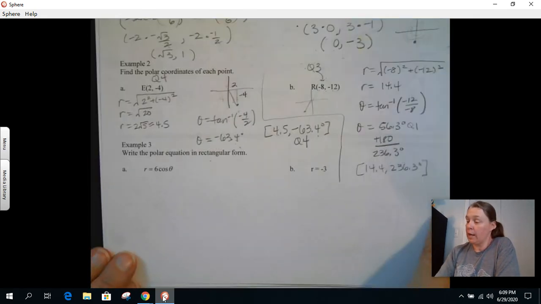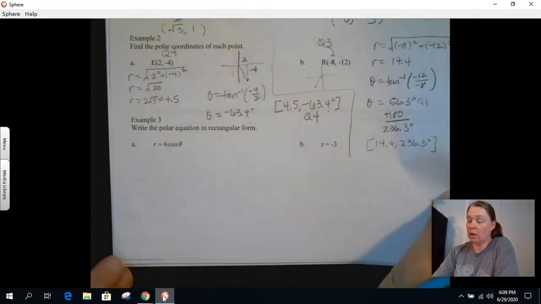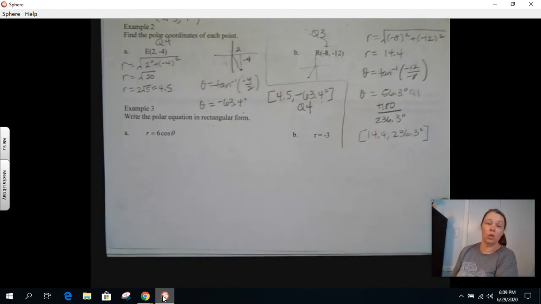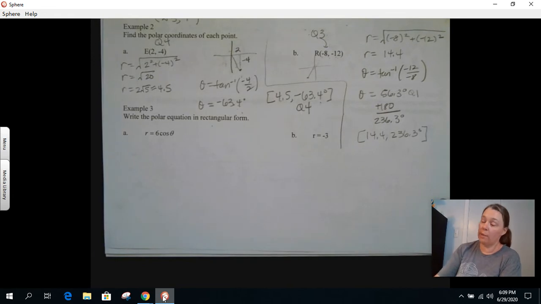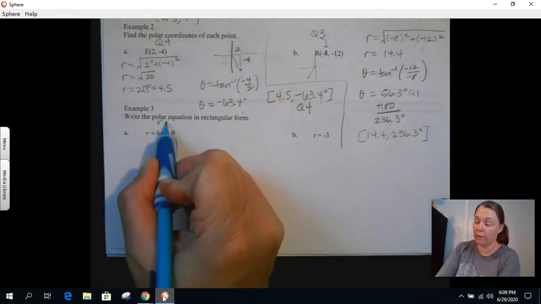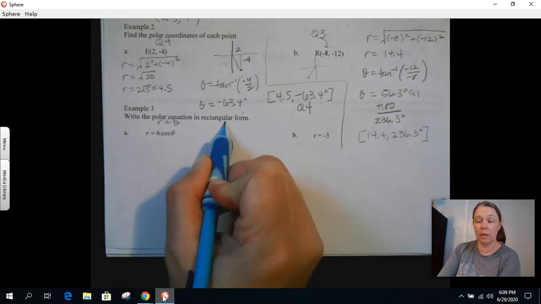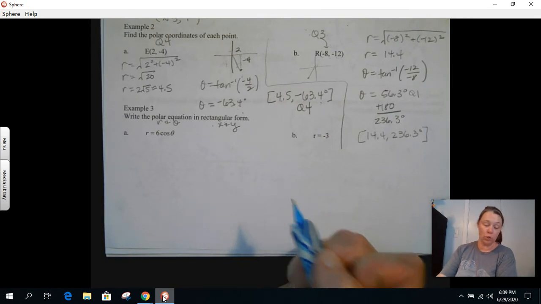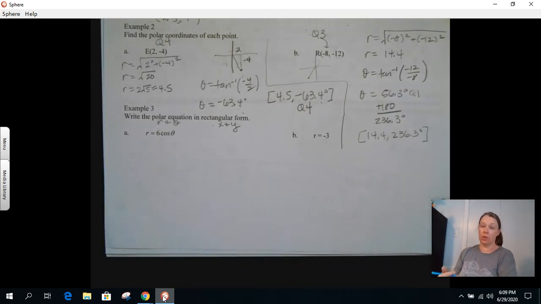All right, now the next two examples have us going from polar equations to rectangular equations. So when it asks us to do that, what it means is it's going to give us equations that are in polar form. That means they're written in terms of r's and thetas. And it wants us to give our answer in rectangular form, which means our answer is written in terms of x's and y's. And so to do that, we're going to use the conversions that are at the top.